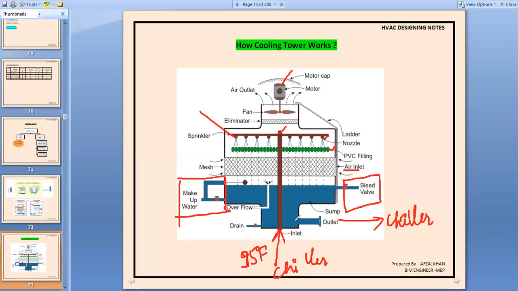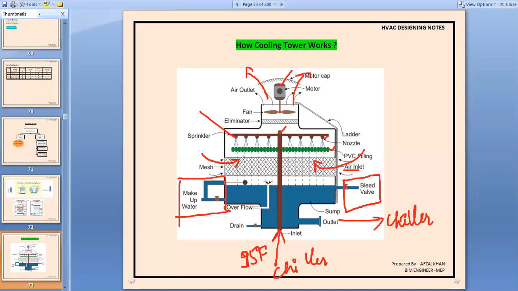Now, how does the water get cooled, how does the heat rejection take place? This is the question. When the water splashes on this PVC filling, the surface area of the water increases, and while the water is on this PVC filling, the fan is running. This is a backward curve fan. Backward curve means the air will flow in the backward direction. So when it is running, it will suck the air from this side, because this is open wire mesh.